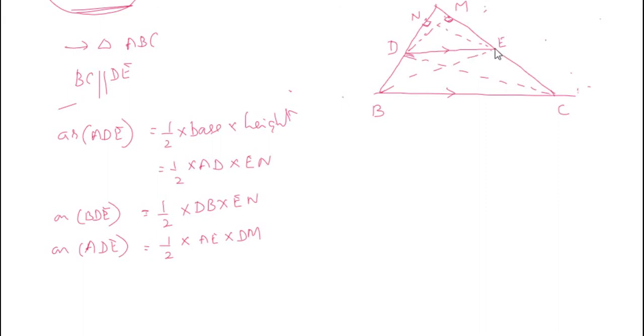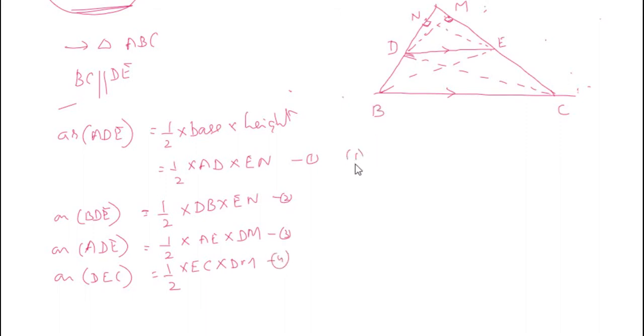In this triangle, let us take EC as the base, then the height is DM. Area of DEC is equal to half into base EC into height DM. We will take this as 1, 2, 3 and 4.